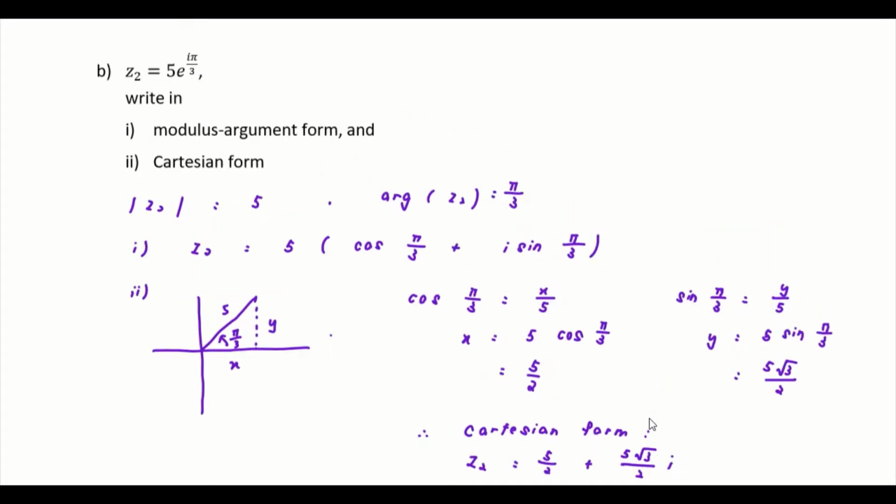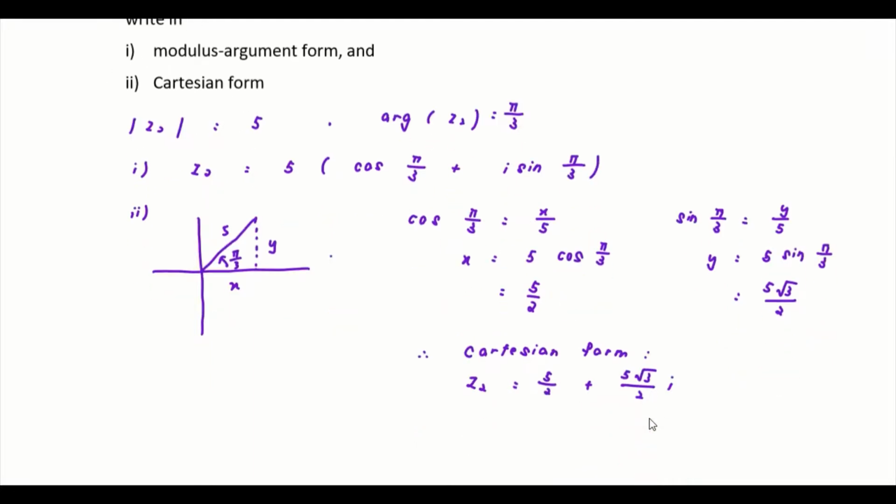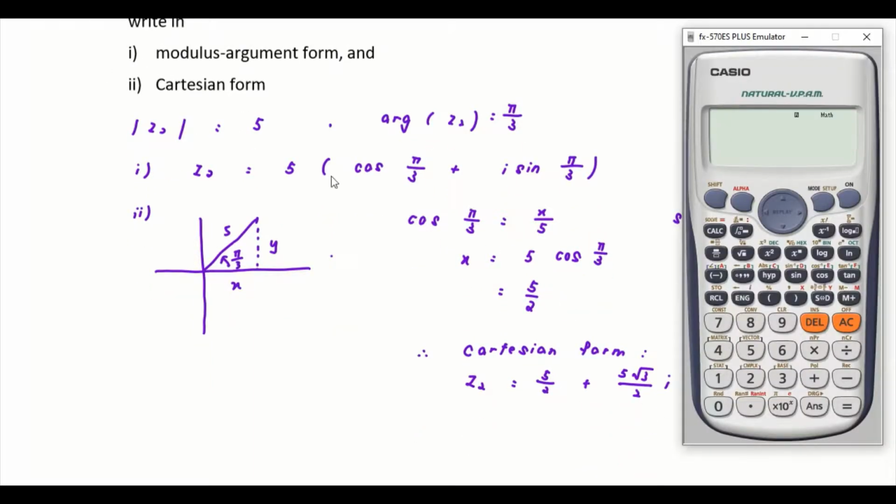So let's try to do it. Maybe we use the calculator to check whether our answer is correct or not. So we can check it from the modulus argument form by just putting the value in the calculator and checking whether we get this or not.